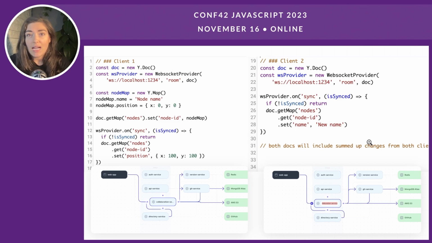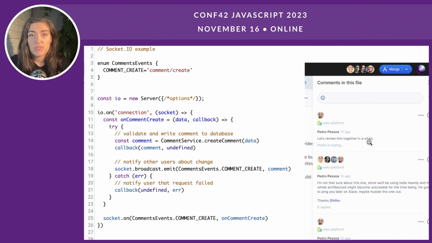The last and third category of collaboration features is the pub/sub messaging features, which are needed to deliver the right message to the right client in real time. This comprises comments and push notifications. We use Y.js, as I mentioned, only for things that require conflict resolution between changes from different users or for temporary things that belong to the document.